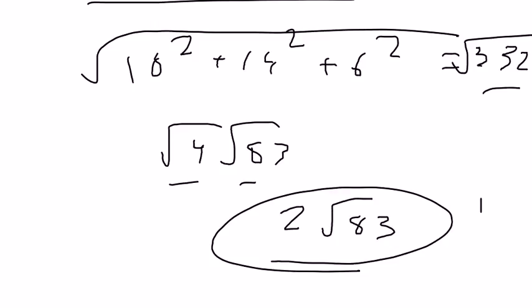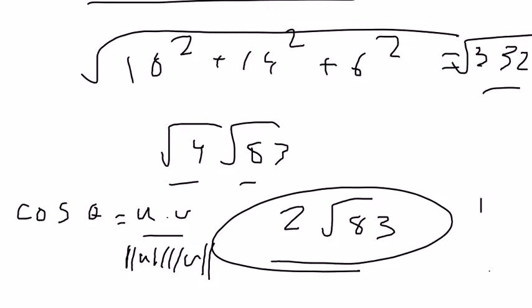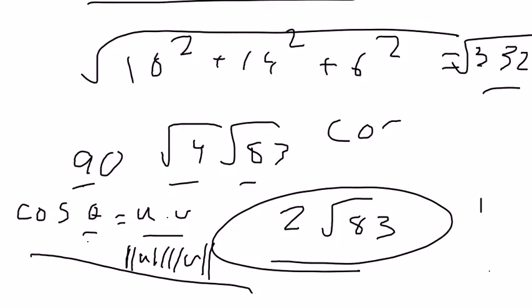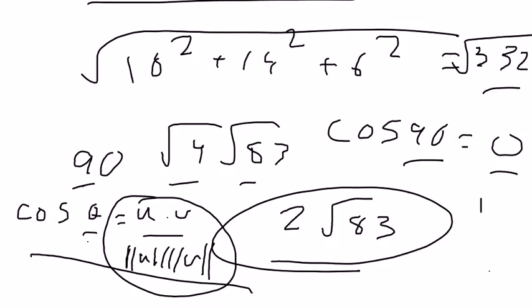Alright, now the second part of the question is determine if the parallelogram is a rectangle. We have a formula for that. Cosine theta equals u dot v divided by the magnitude of u, magnitude of v. But we don't have to go through this whole process because the only question is, is this object a rectangle? If it's a rectangle, that would mean this angle is 90 degrees. And the only way this angle can be 90 degrees is if this ratio is 0. And the only way this ratio can be 0 is if u dot v is 0.